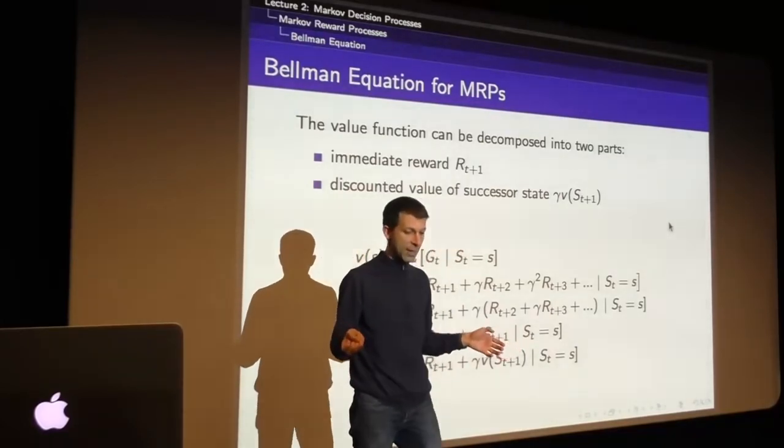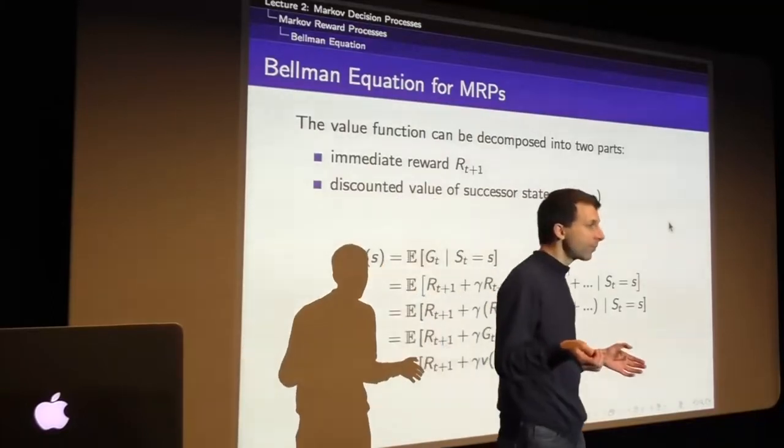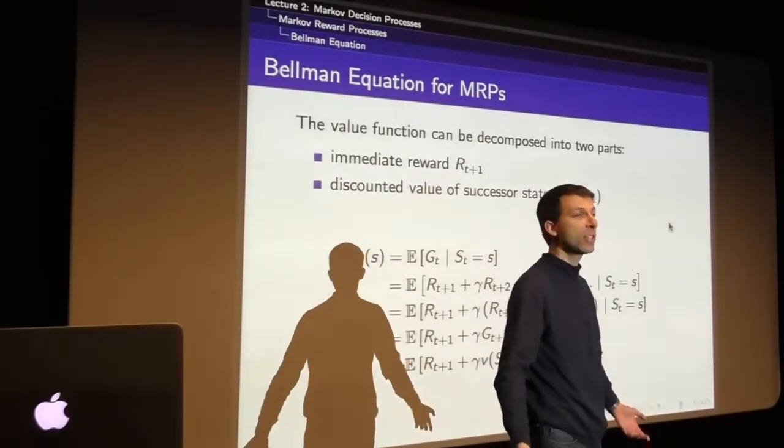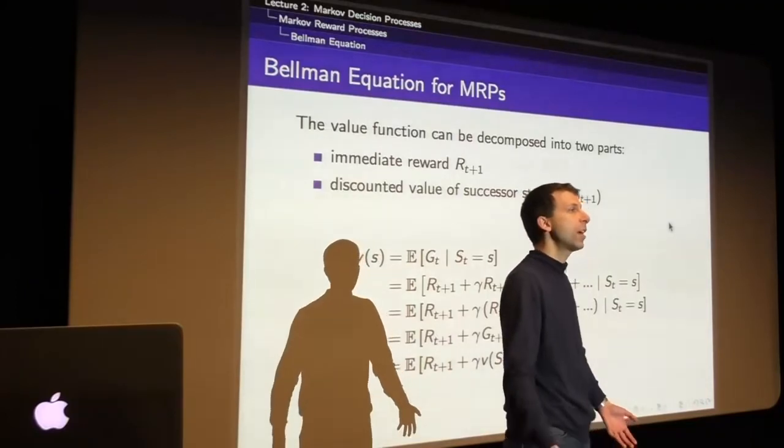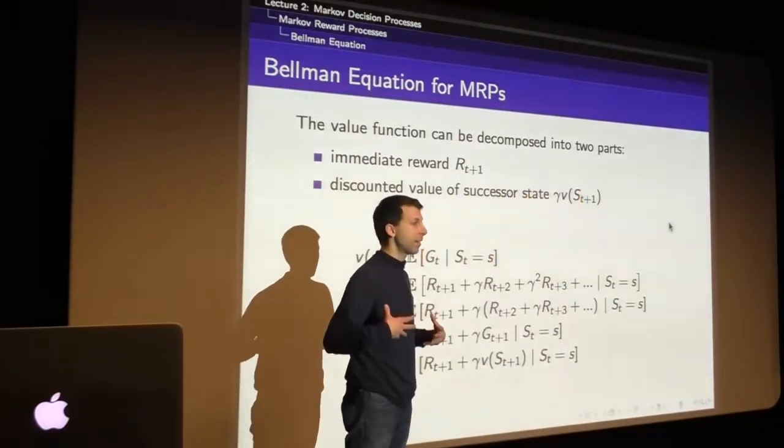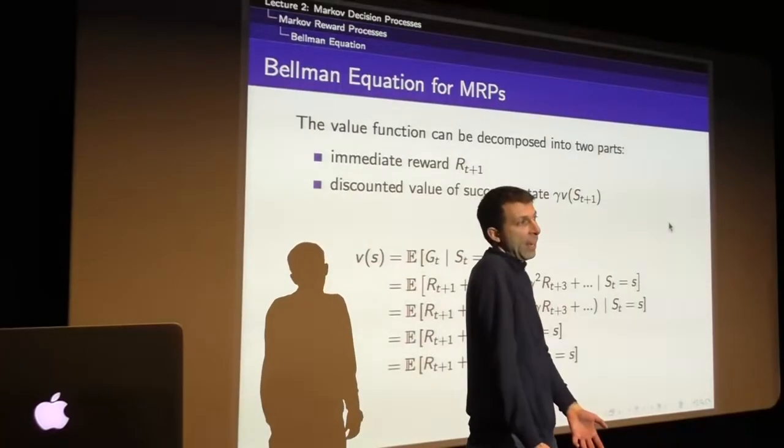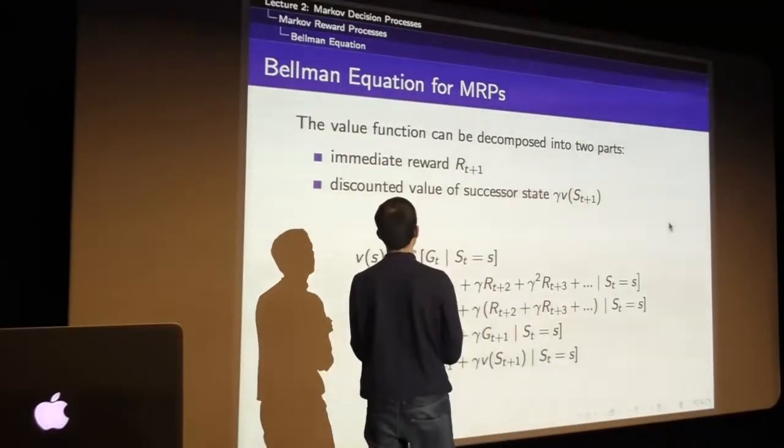If I'm a robot, I might get an immediate reward of like plus 10. But then I end up in this new state, and the question is, how good is it to be in this new state? And so the overall value function of being here is like my 10 points of immediate reward plus the value of where I ended up. And that's what the Bellman equation tells me.